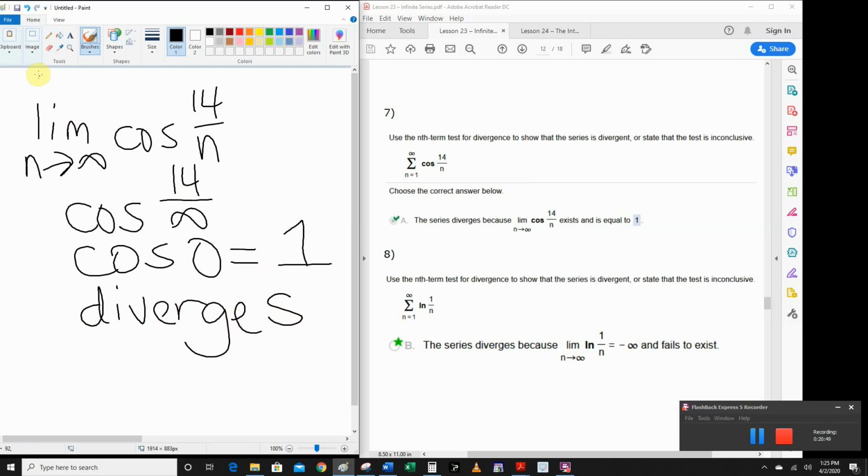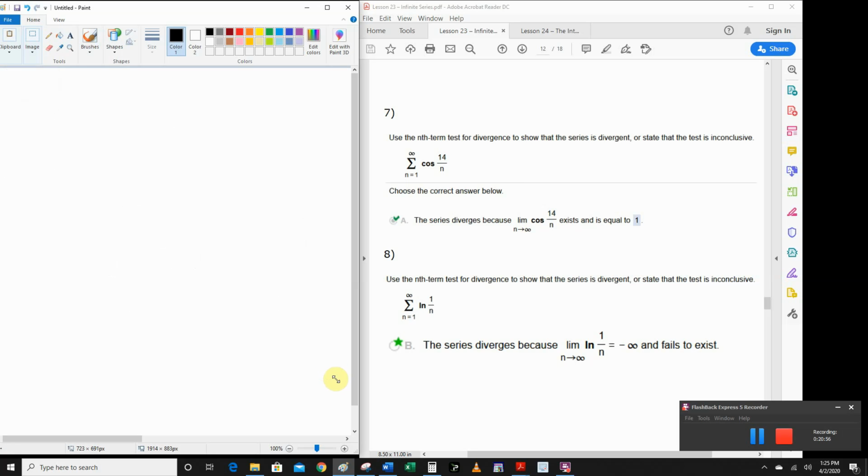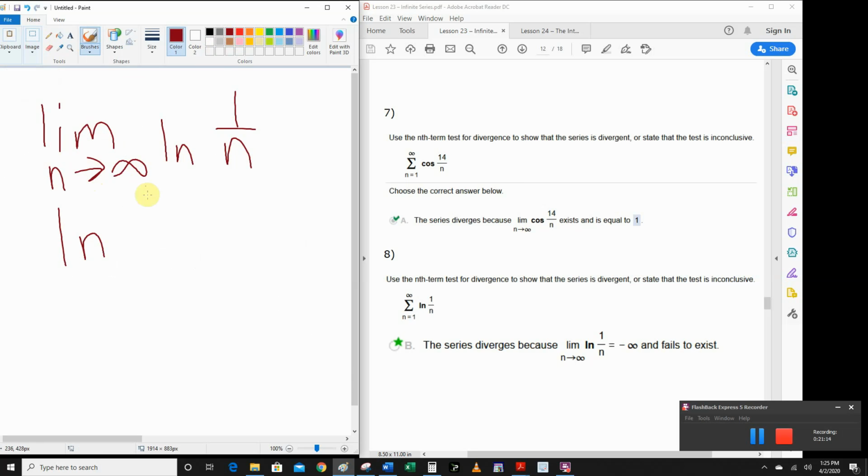The next example, we have the same directions, but this involves a natural log. So we take the limit as n approaches infinity of natural log of 1 over n. And where you see an n, plug in infinity. So 1 over infinity is still 0.